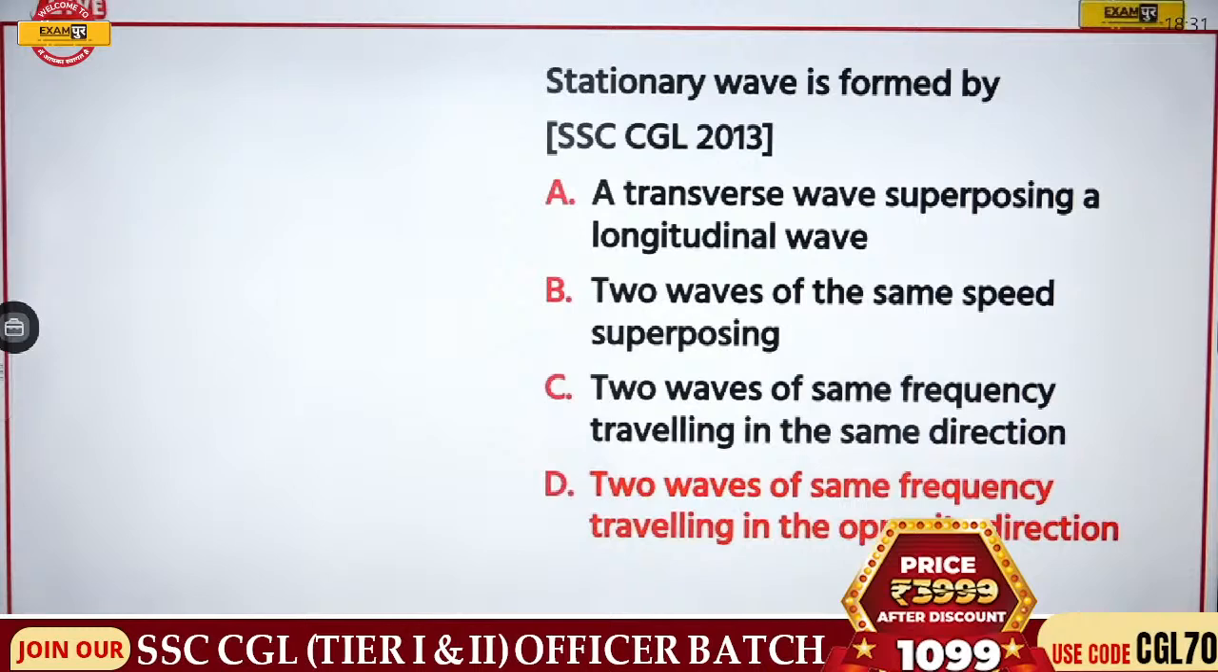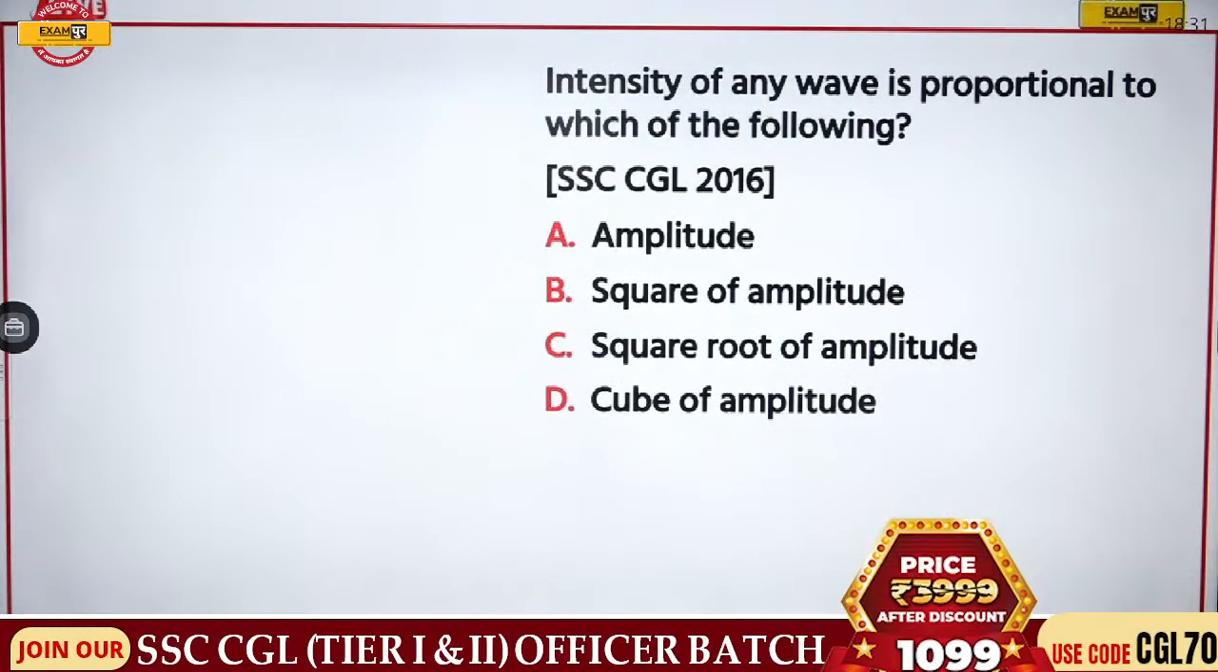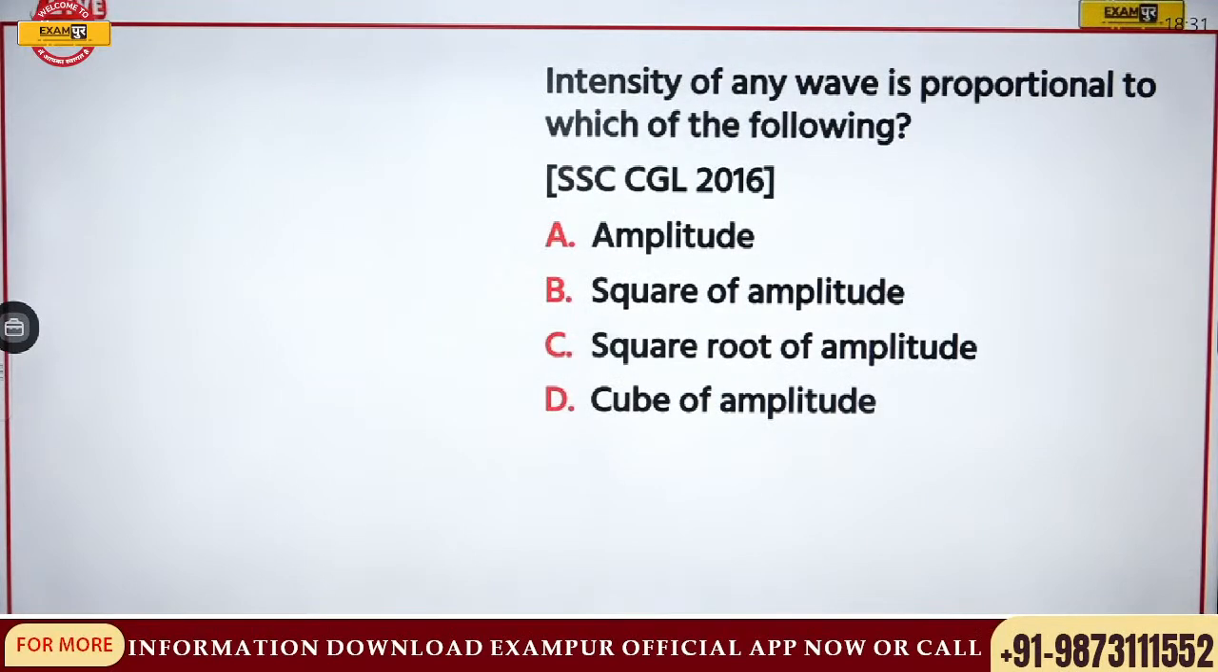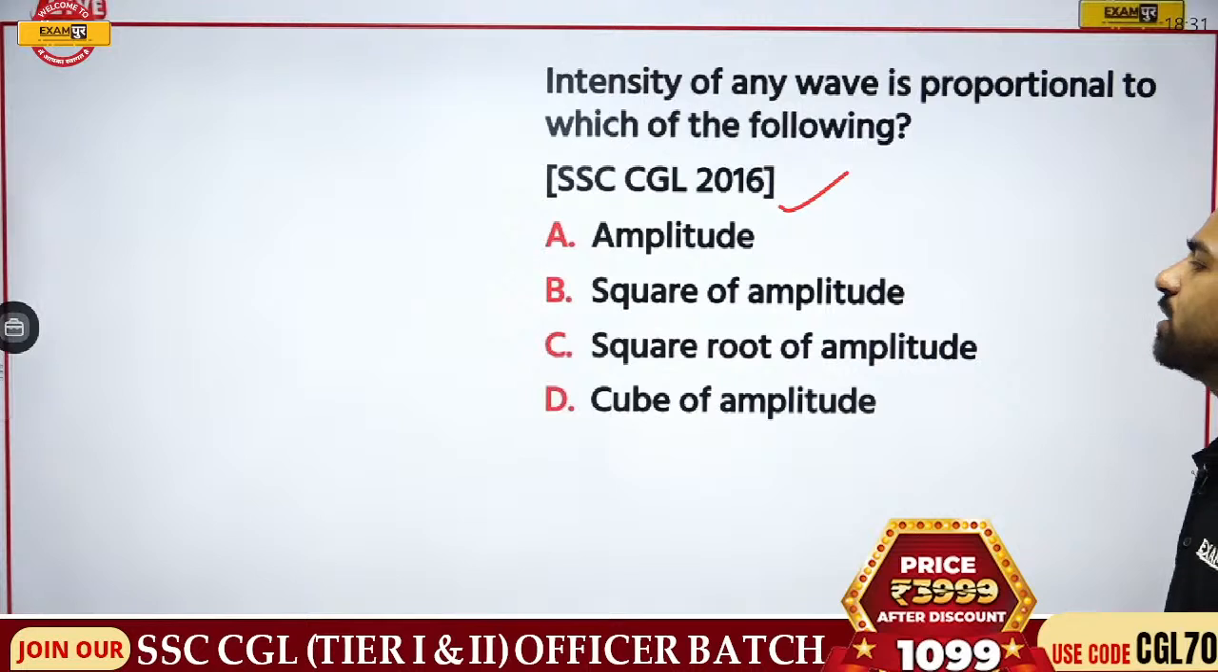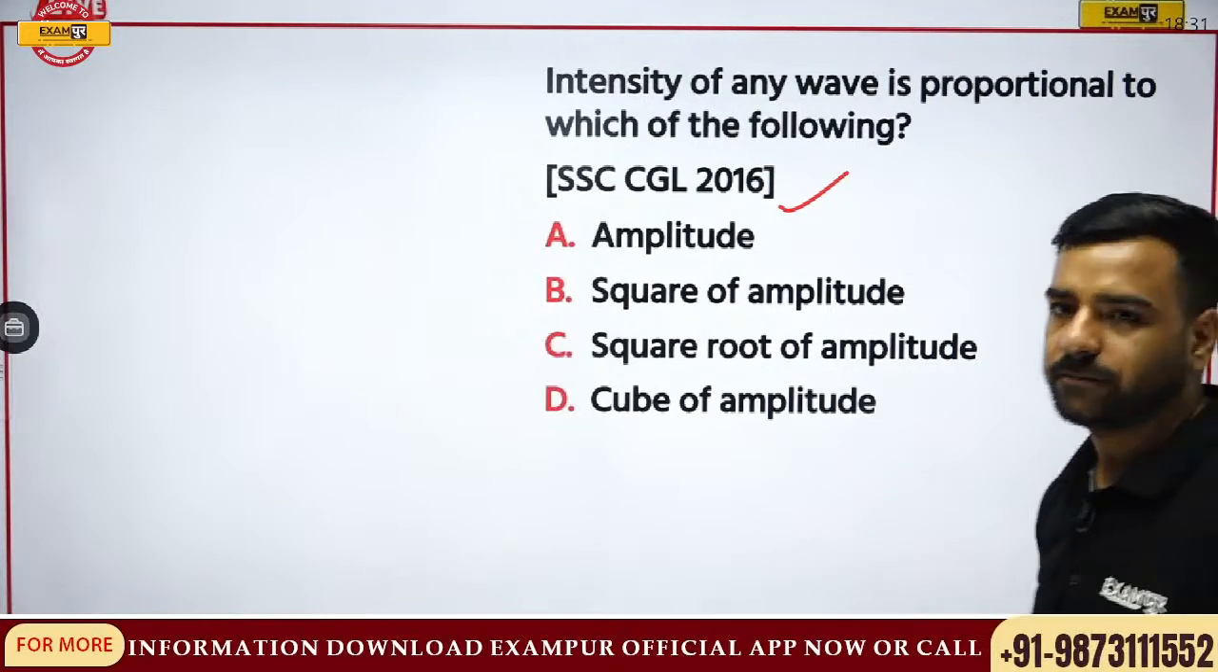Next. Intensity of any wave is proportional to which of the following? Intensity of any wave is proportional to which of the following? This is from CGL. Amplitude, square of amplitude, square root of amplitude, or cube of amplitude. What is the correct answer?